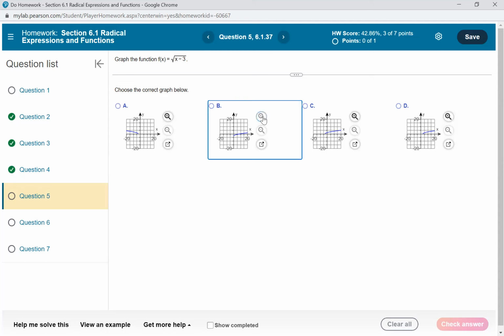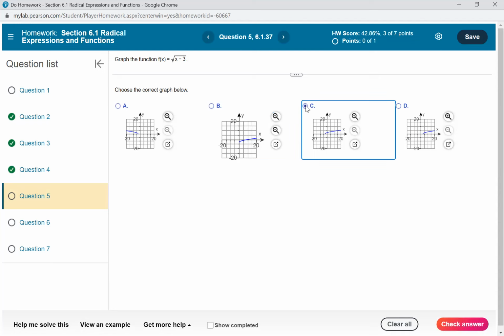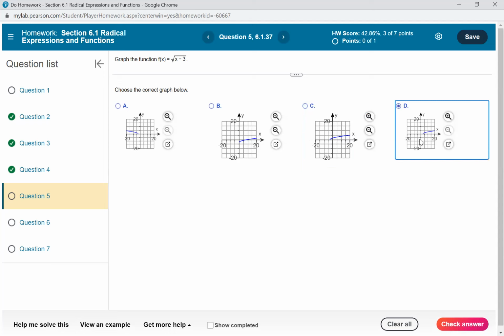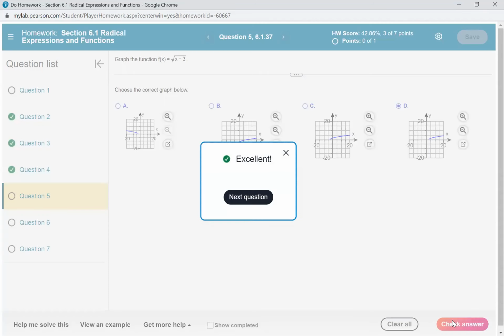B sort of looks like it went down. C looks like it went left. But y'all look at D. D actually looks like it went to the right. So we would pick D and then go to our next one.